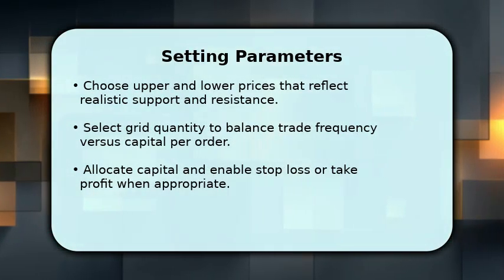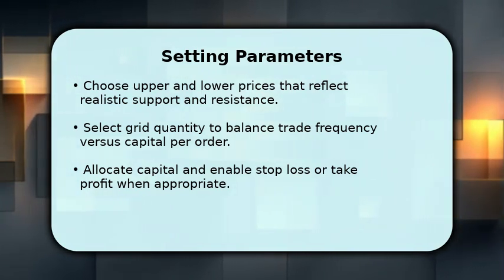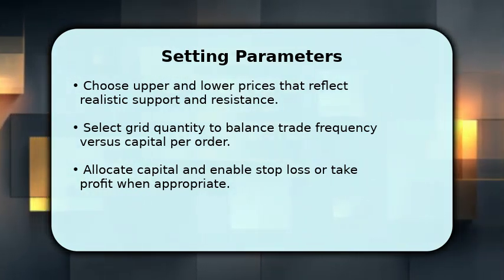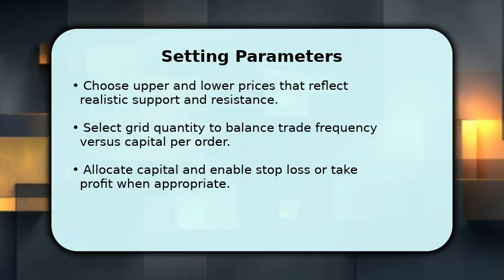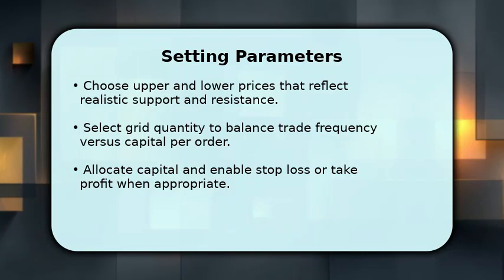Start by selecting the asset pair and time frame for your grid strategy. Set the upper and lower bounds where you expect the price to oscillate, then pick the number of grids to control how many buy and sell orders execute.